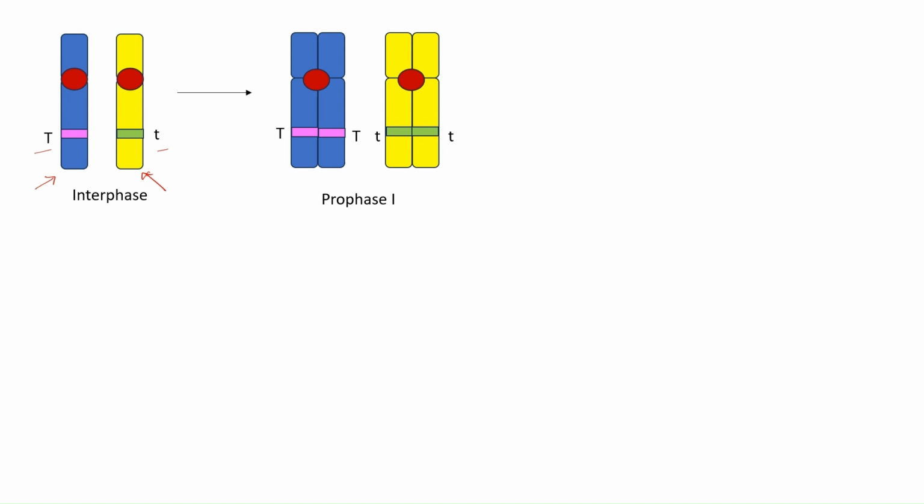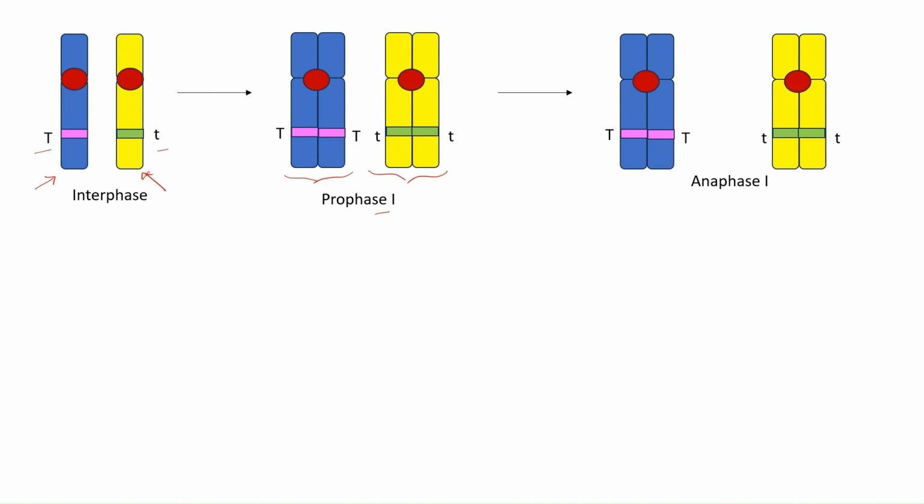When the chromosomes reach prophase 1, they are duplicated. We still call it 46 chromosomes, but the chromatids are now 92. So now it is TT and small t, small t. Now they will segregate in anaphase 1. There is no crossing over in this process.